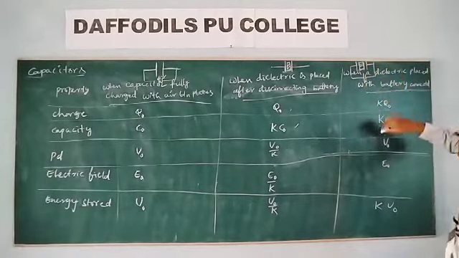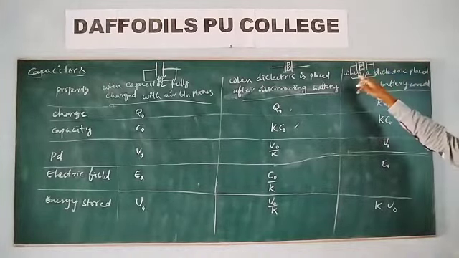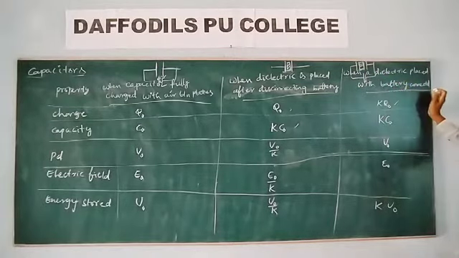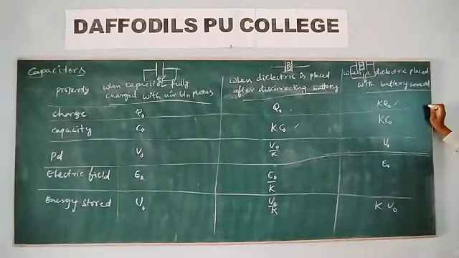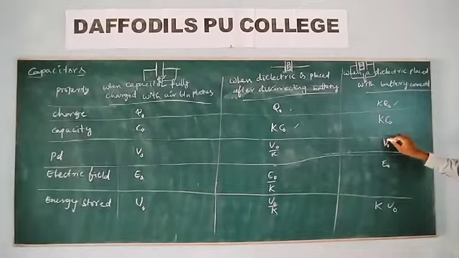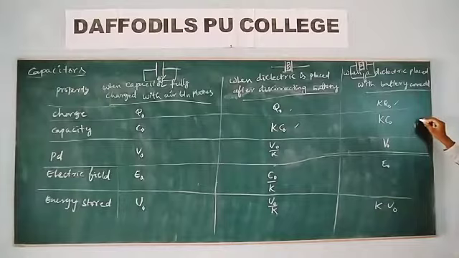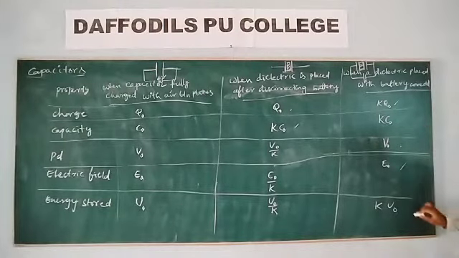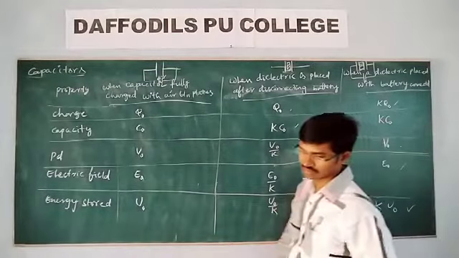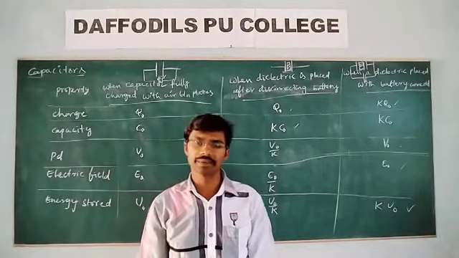Now we have a capacitor for which a dielectric is already placed, and the plates are still connected to the battery. In that case, whenever we connect the battery, what happens? The charge on the capacitor plates increases K times, and the capacitance also increases. But there is no change in the potential and electric field, because V is equal to Q by C, that is K Q0 by K C0, so the potential remains the same, the electric field remains the same, but the energy stored in the capacitor will increase.